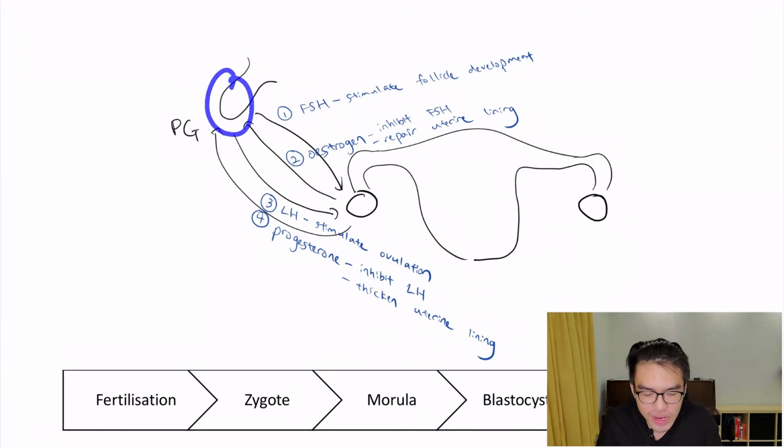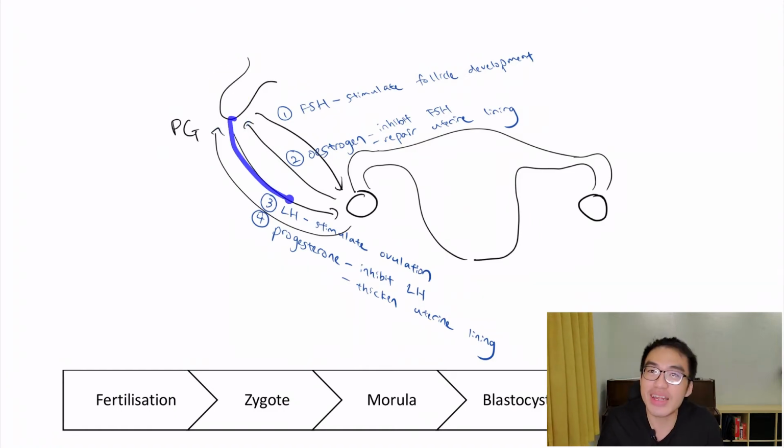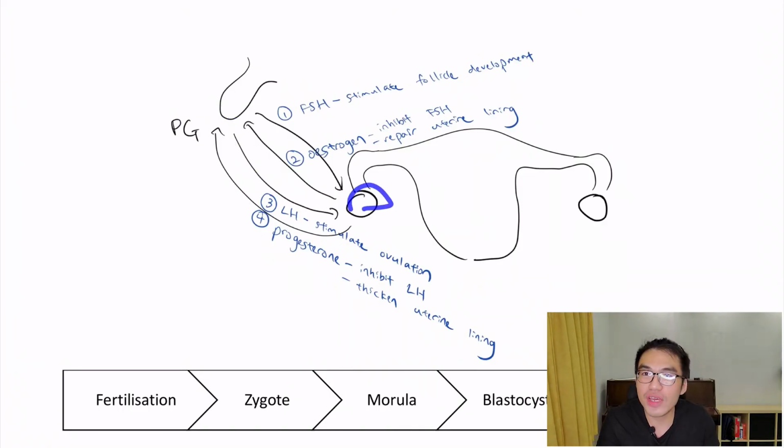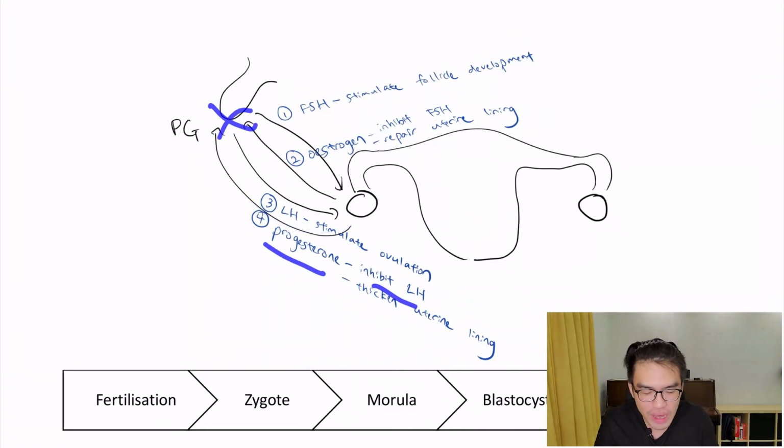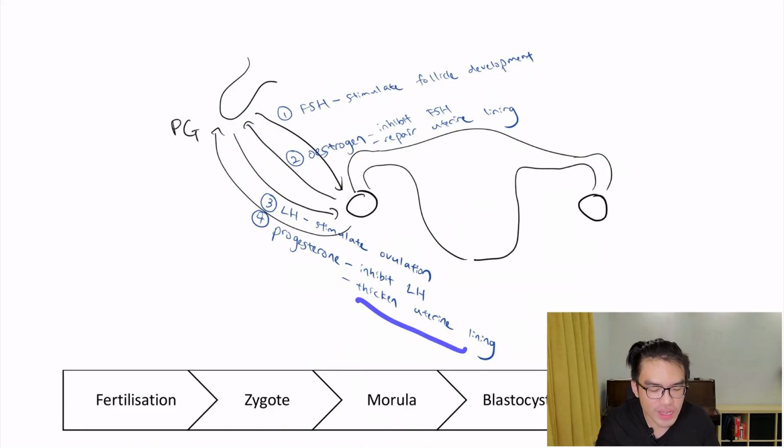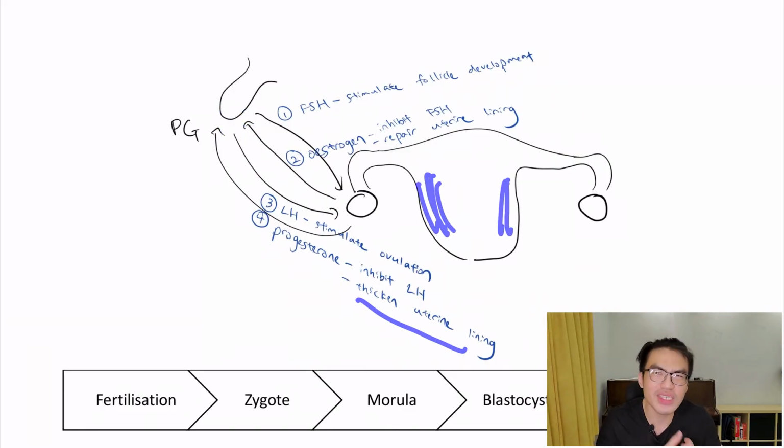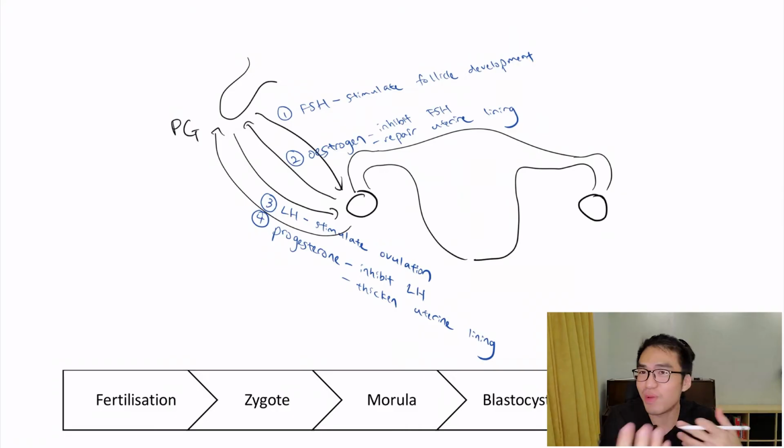Next, your pituitary gland will write another letter, another message, which is called LH. This is to stimulate your ovary to release the secondary oocyte. We call it ovulation. Again, your ovary will reply with another message saying, okay, I got your message, which is the 4th message, the progesterone, telling it to stop LH, and this is to further thicken your uterus. Can you see this is sort of like a message and reply thing?